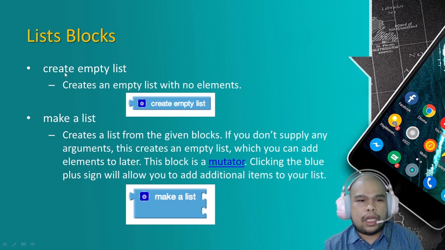So, the first one is create an empty list. So, creates an empty list with no elements. So, we'll be creating a list dito. Let's say a list of numbers, list of names, etc., etc. Make a list. So, create a list given blocks. So, if you don't supply any arguments, this creates an empty list which you can add elements to later. So, this block is a mutator. So, clicking the blue plus sign will allow you to add additional items on your list. So, let's say you want to create a list of cities, you want to create a list of countries, you may do so dito. Okay, so ayan, this is your list.